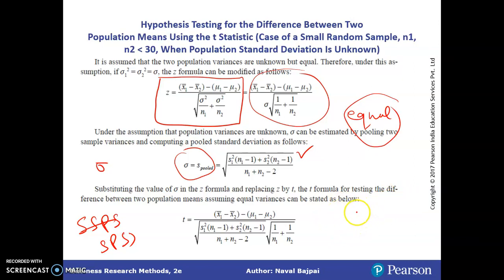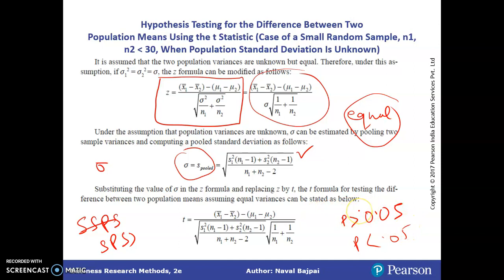When you do this in SPSS, it shows you the p-value of Levene's test. If the p-value is greater than 0.05, you assume that the variances are equal. Otherwise, if p is less than 0.05, you assume that the variances are not equal.